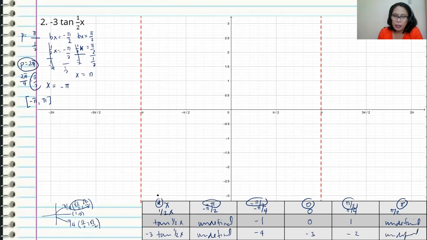So we will be plotting these points, x and y. So the last row will be the y coordinates. Like we have negative pi over 2, negative 4. So somewhere here maybe, somewhere here. Okay, because this is negative 3. So let's assume that, well, somewhere here.